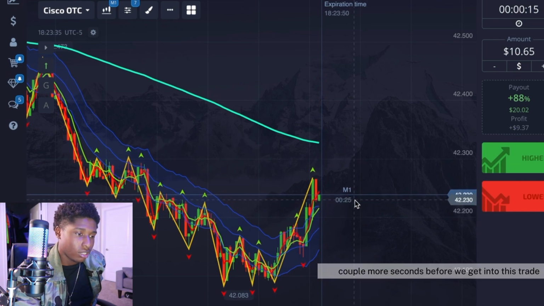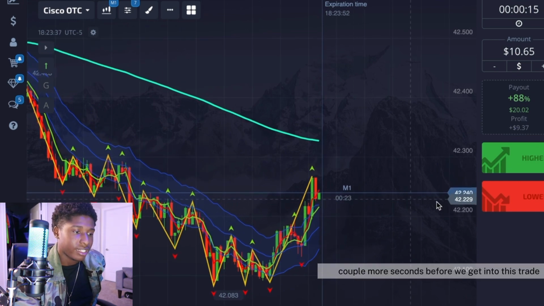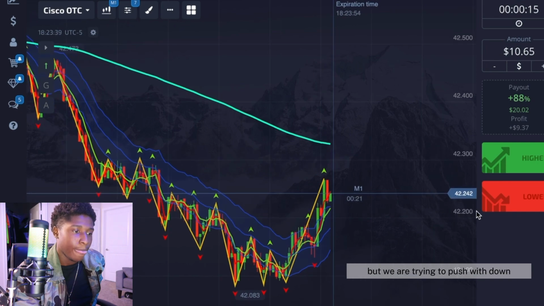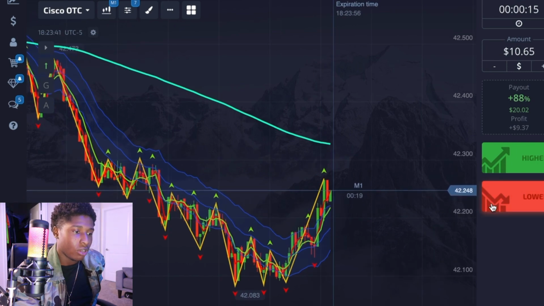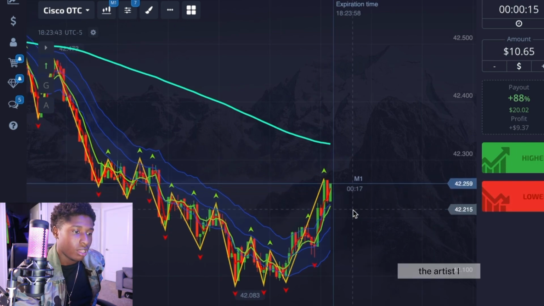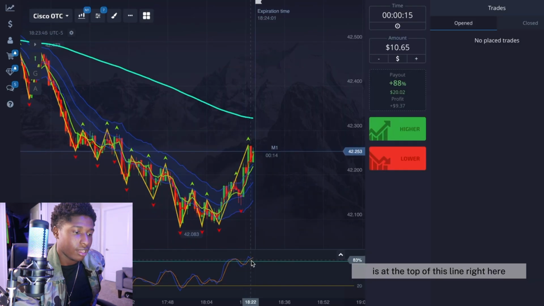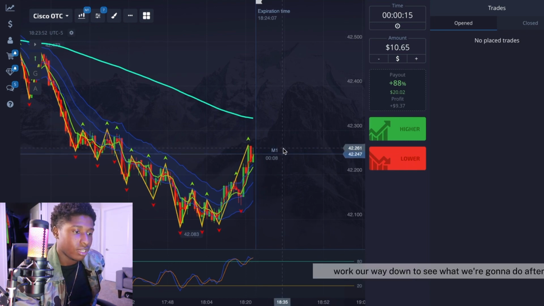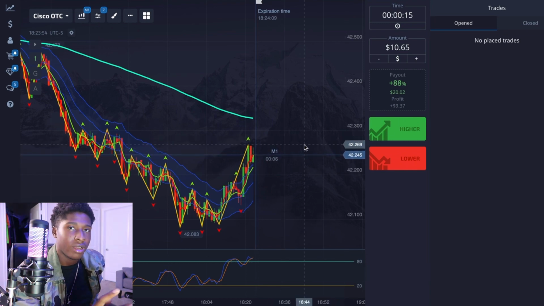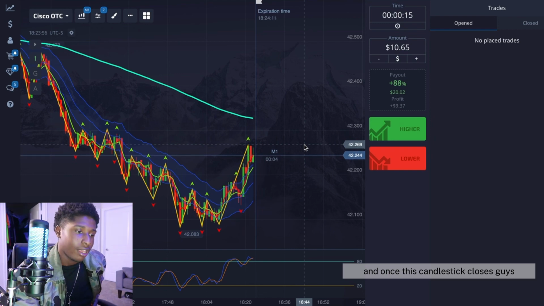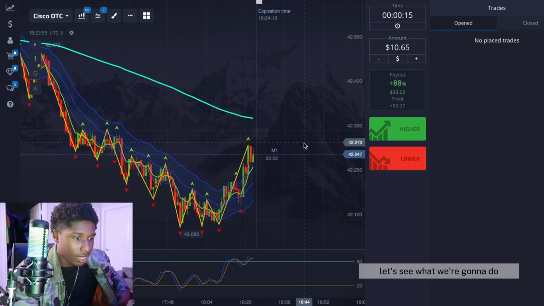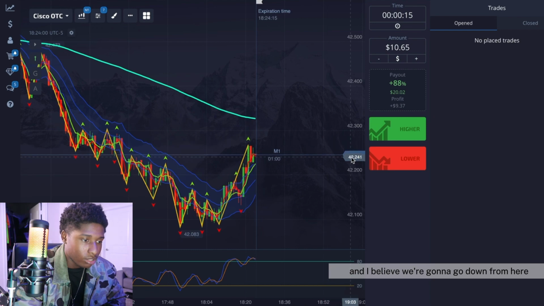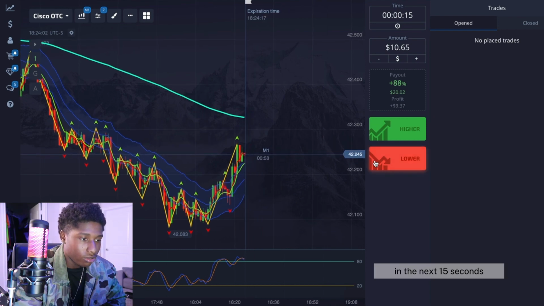So we're going to give this a couple more seconds before we get into this trade, and let's just see what it does. We are trying to push down, and as you can see, the RSI is at the top of this line right here, meaning that price is oversold. Let's just see if we can work our way down. Let's see what we're going to do after the closing of this candle. And once this candlestick closes, guys, I believe we're going to go down from here in the next 15 seconds.